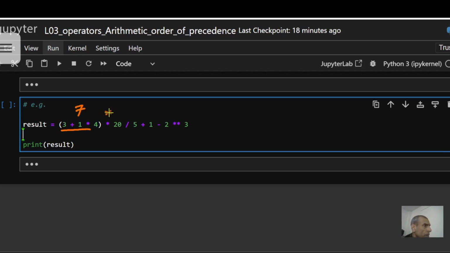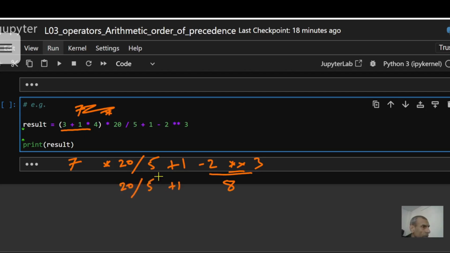All right. Multiply by 20. Actually, you know what? Let me just go down now because I have some space. 7 multiply by 20 divided by 5 plus 1 minus 2 and exponentiation by 3. Okay, after this, you have exponentiation because that takes the next highest priority. All right, so 2 to the power 3 is 8. So this becomes 8 right here. So this is plus 1. This is 20 divided by 5. And this is multiplication. This is 7.